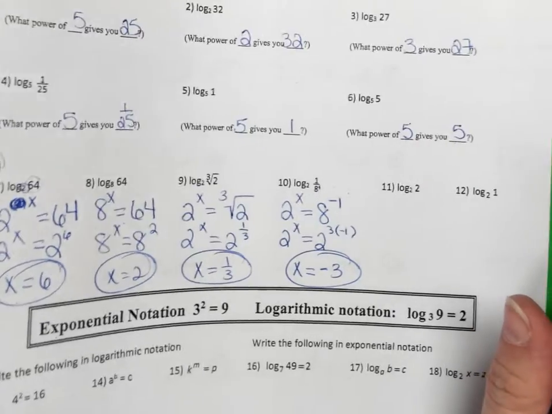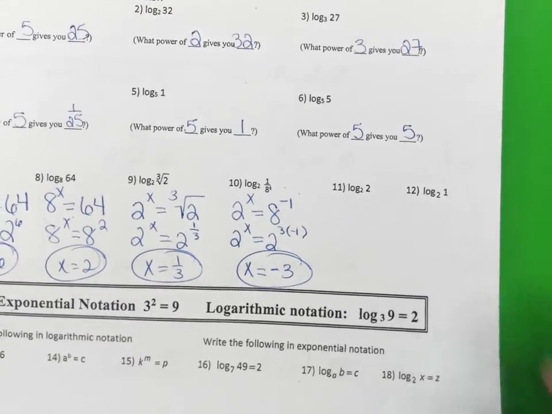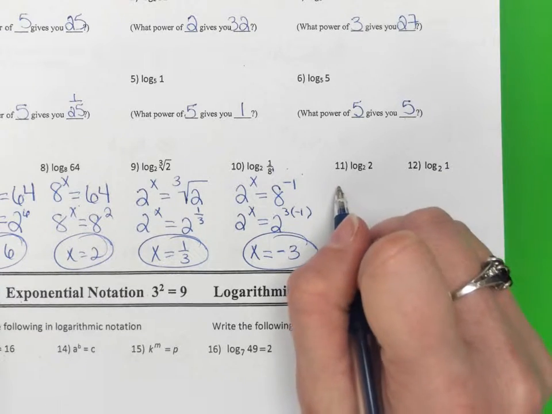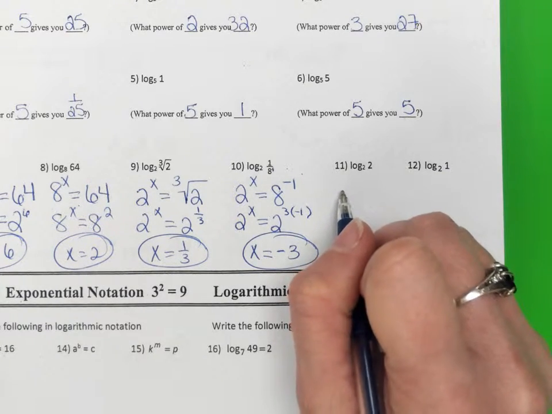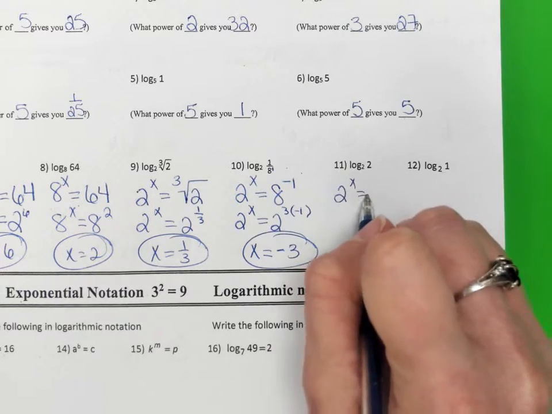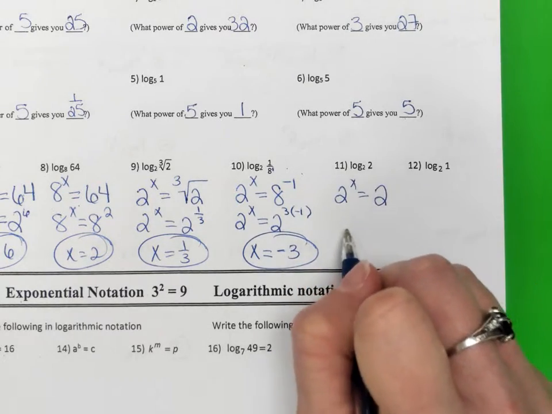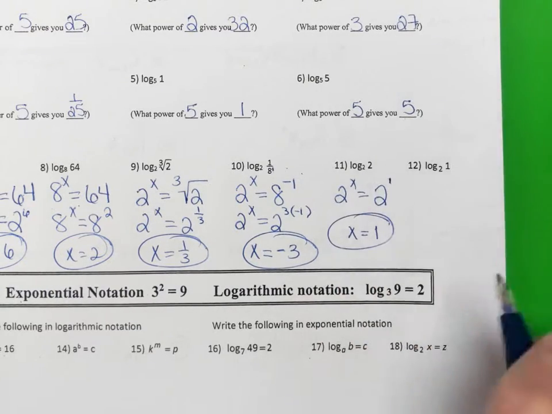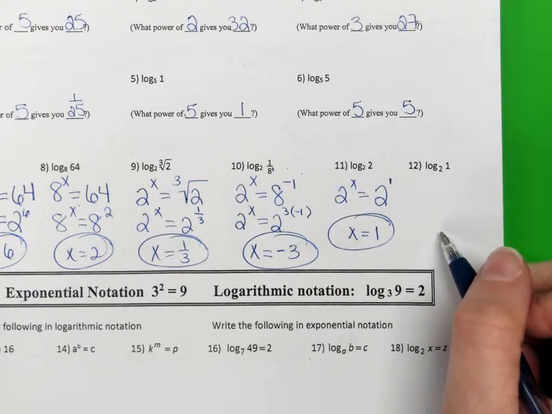Okay. All right. So normally we would do these last two together, but we're a little stretched for time. So let's do these together instead of on our own. So what power of 2 gives you 2? So what does x equal? There's an understood 1 right there. Very good. Y'all okay? You're going to have to put your thinking caps on for number 12.